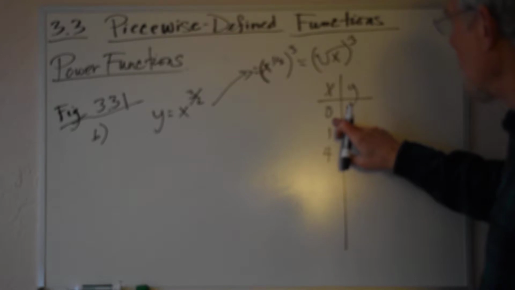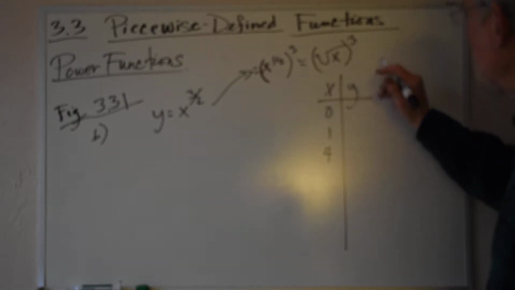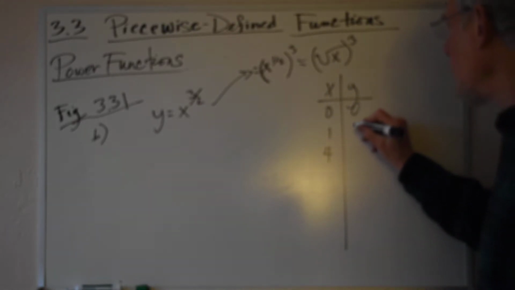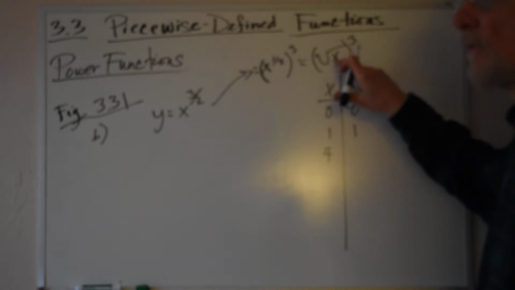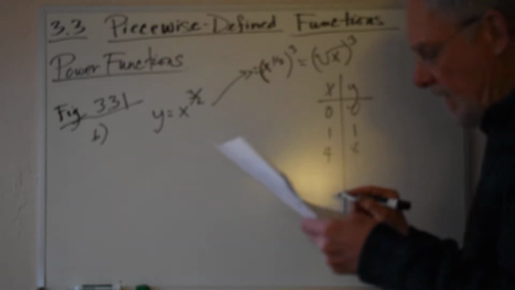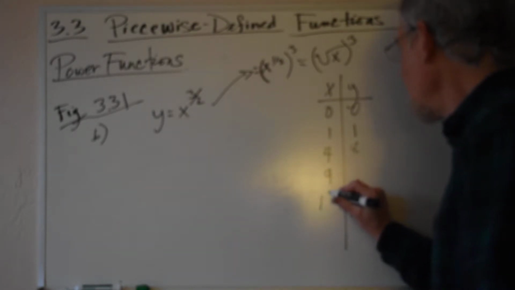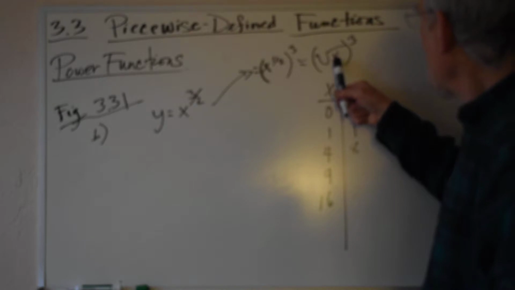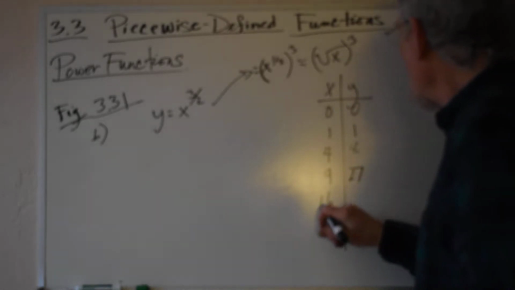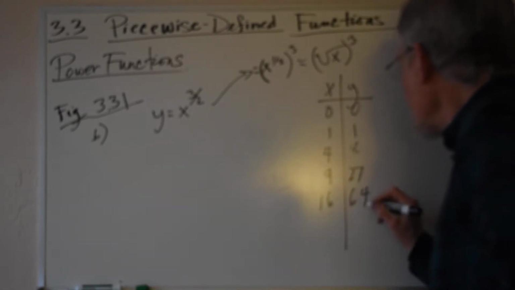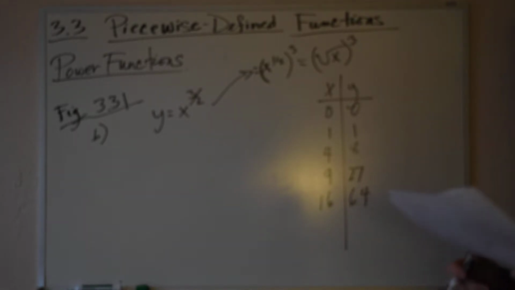So when I put 0 in there, square root of 0, 0 cubed gives me a 0. When I put 1 in there, square root of 1 gives me 1, 1 cubed gives me 1. When I put 4 in there, square root of 4 equals 2, 2 cubed gives me 8. Next I'll take 9, and then I'll take 16, because those are the next two perfect squares coming up. Square root of 9 is 3. 3 cubed is 27. Square root of 16 is 4. 4 cubed is 64. So I have 5 points now. Maybe this is enough for me to decide what this should look like.